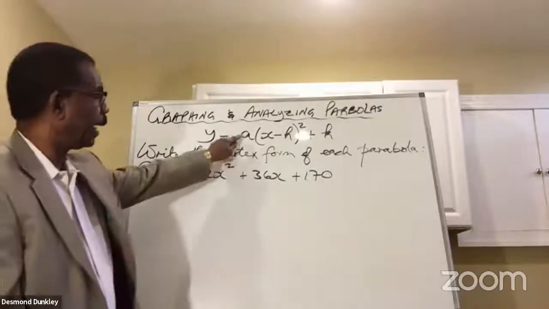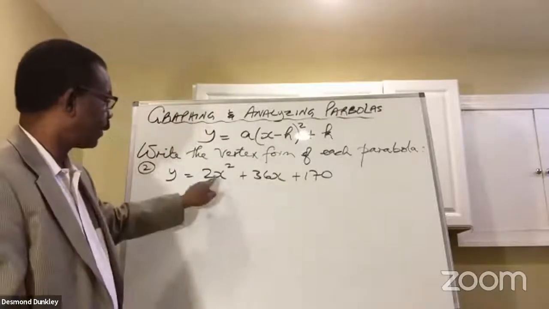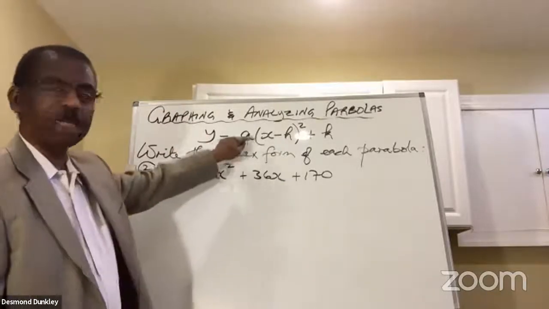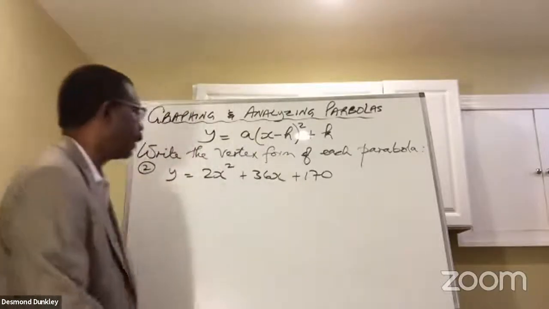Remember, your a is always your lead coefficient. So this 2 is going to be outside your parentheses. Keep that in mind. It has to be outside your parentheses.